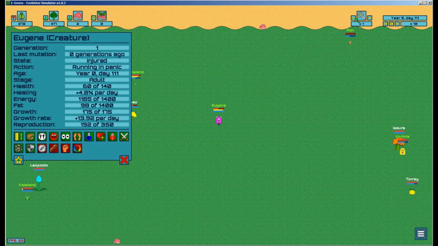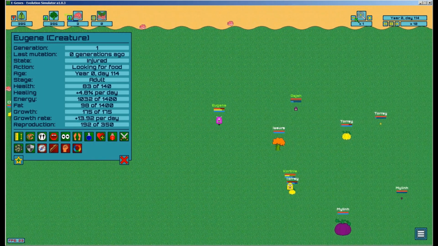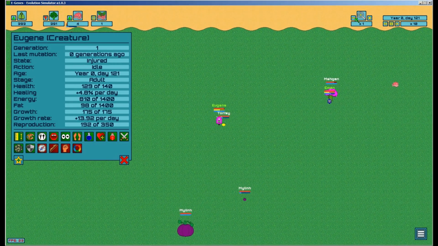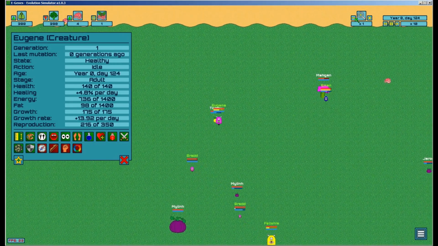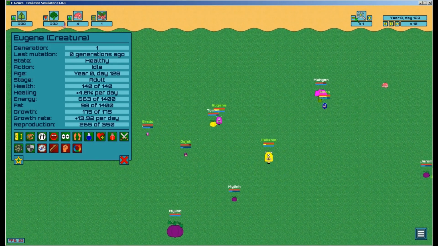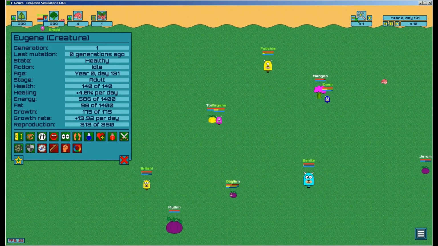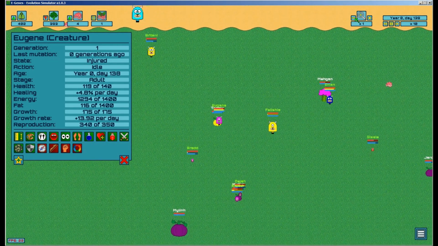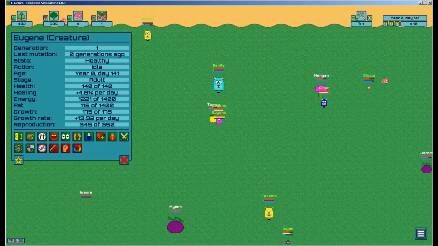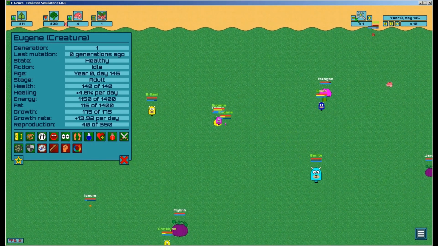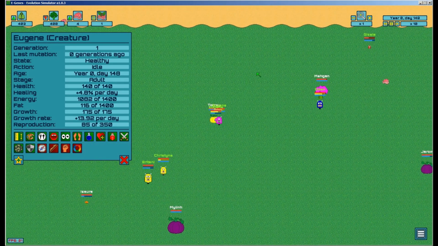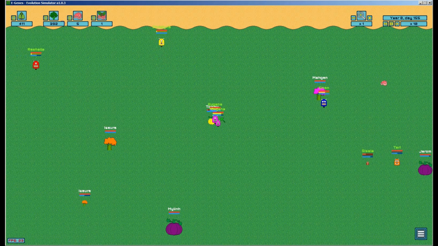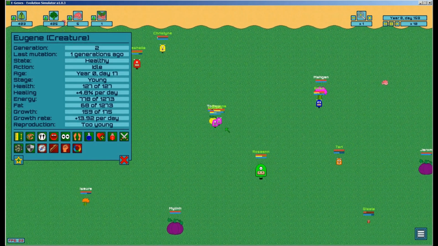Looks like the yellow broccoli thorn scared Eugene away. He found a yellow pumpkin. Looks like he enjoys eating yellow foods. Eugene successfully laid his first egg. Let's take a look at his offspring. His offspring haven't mutated at all.